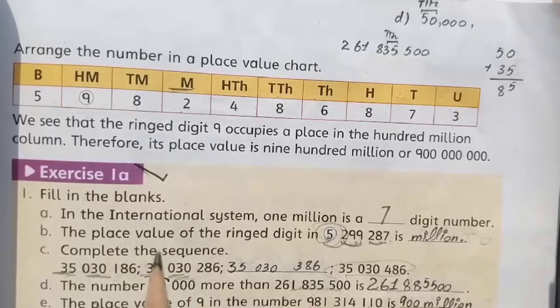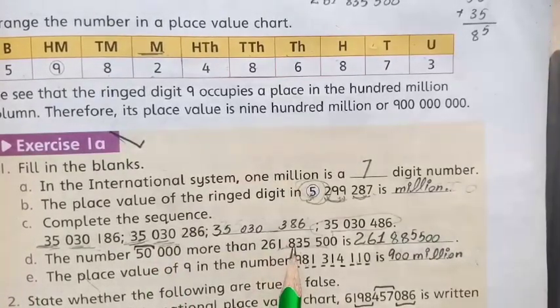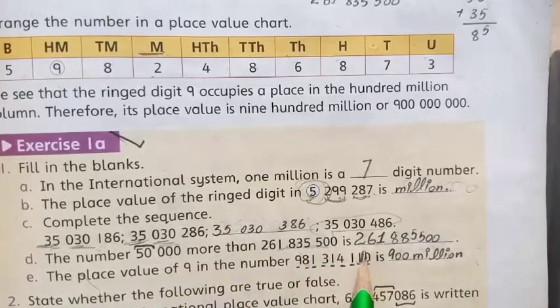So we just add a number. 261283500 plus 50000, and we get an answer.